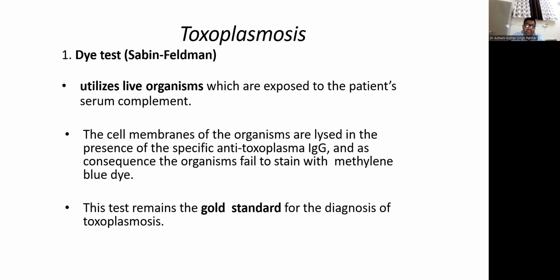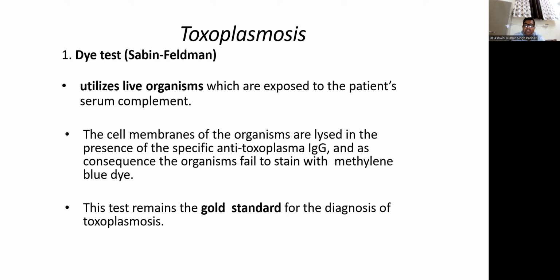So how do we diagnose that? One important test is the Sabin-Feldman test, that is the dye test. In this test, live organisms are exposed to the patient's serum and complement. The cell membranes of the organisms are lysed in the presence of specific anti-toxoplasma IgG, and the consequent organisms fail to stain with methylene blue dye. This test is still the gold standard for the diagnosis of toxoplasmosis till today.